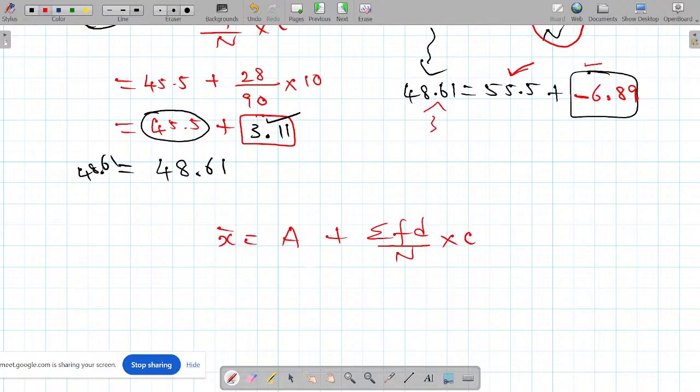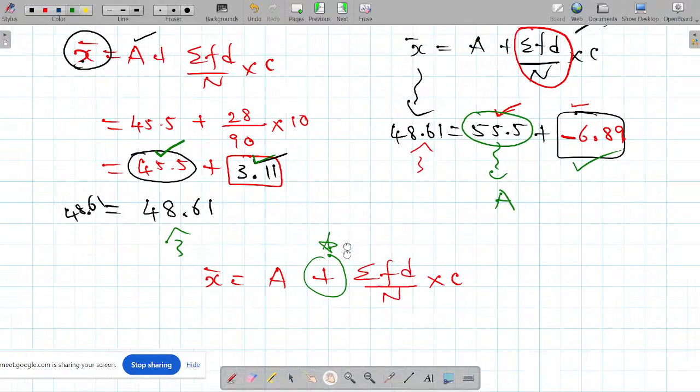This is the formula. In the formula, I have a positive sign, plus. But when I take 55.5 as my A value, I'm getting a negative value. Here, in the first case, 45.5 is A, to which I have to add 3.11, then I'll get the original 48.61. Whereas if I take 55.5, I need to subtract. And obviously, you might have taken the full calculation and found this value is negative.